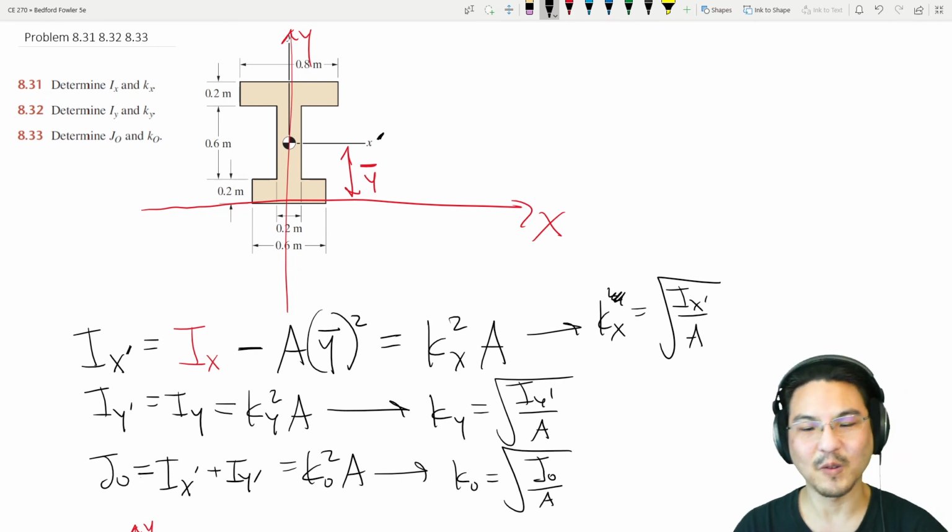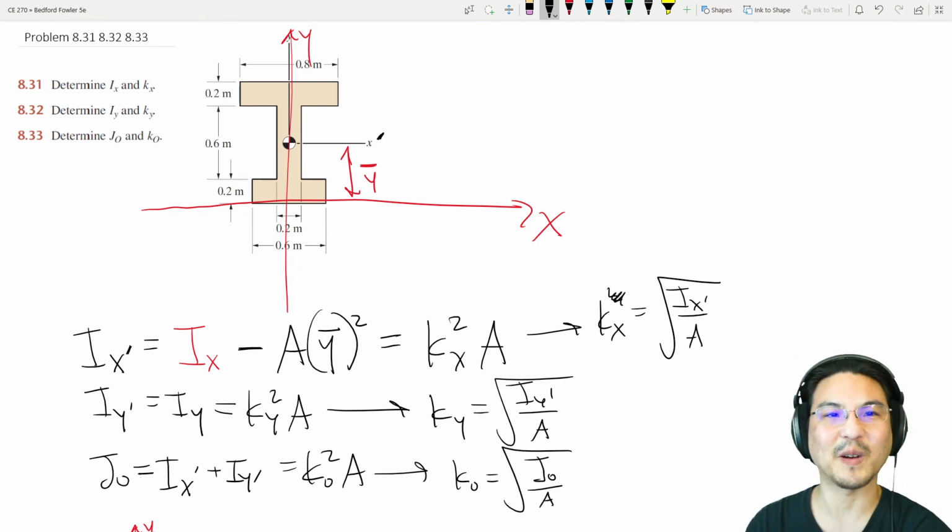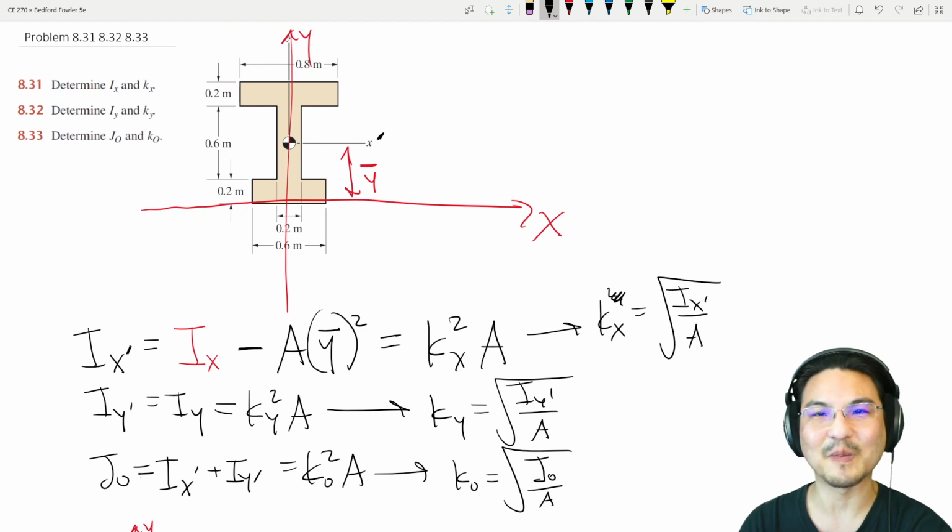Okay, so hope that was helpful. So keep on practicing this type of problem. This is a good problem because you're using moment of inertia and centroid and parallel axis theorem. So it's pretty good practice. Okay, so I'll see you in the next video.